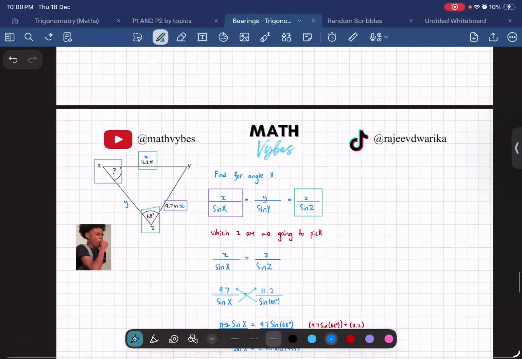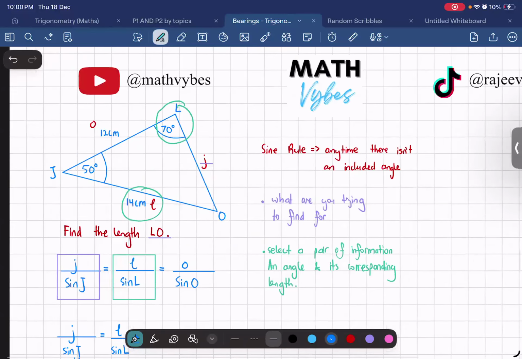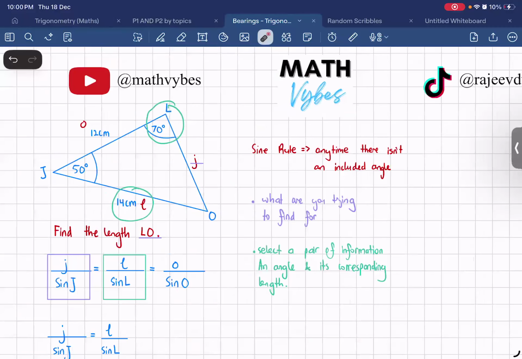So Adika, in this question, they wanted us to find the length of what? The length of LO, which was G. Notice they wanted us to find the length for G. So what did they give us? They give us the angle for G.